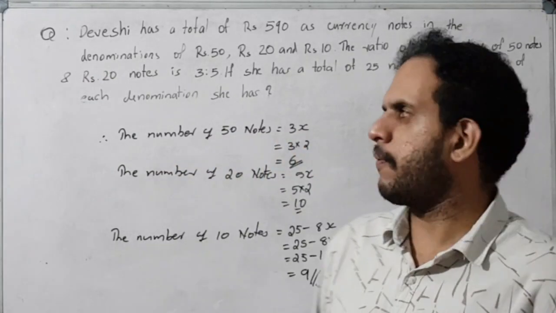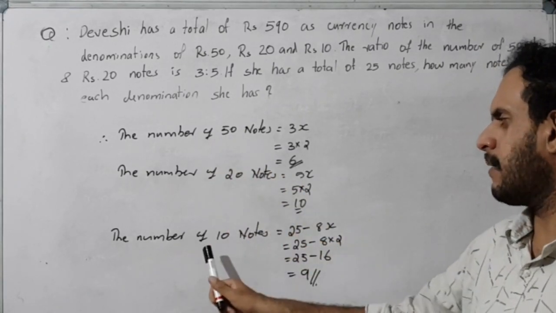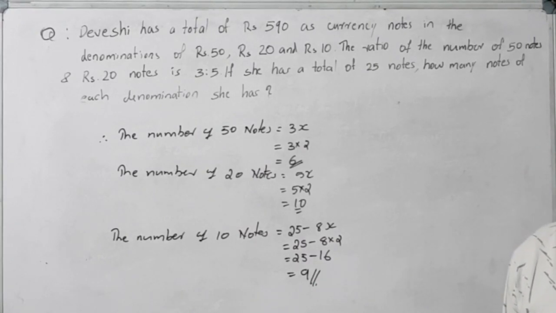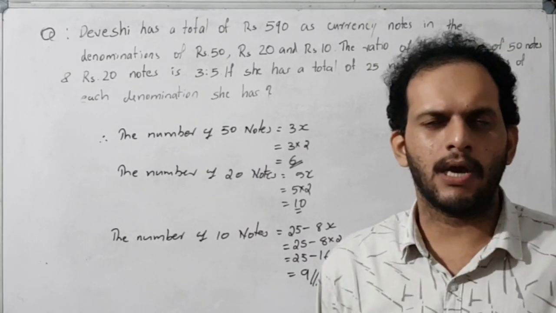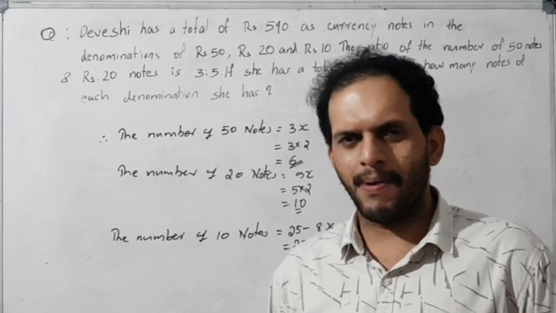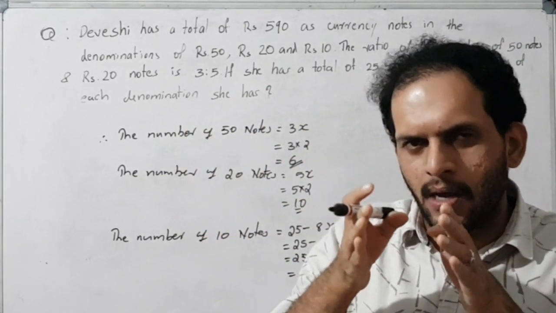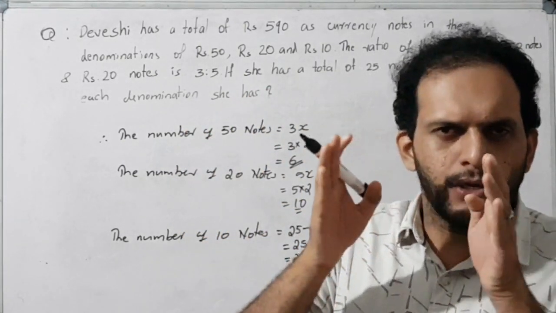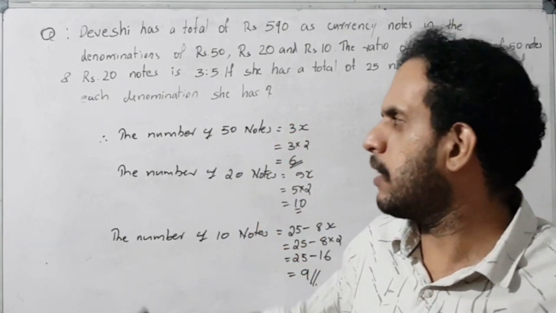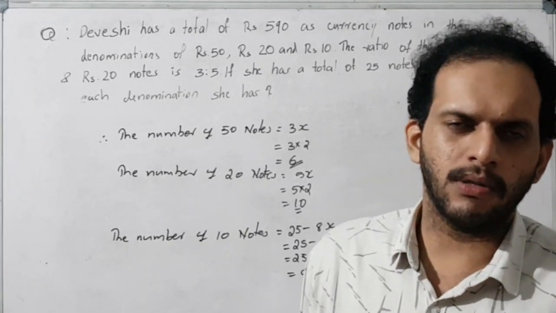Then what is the total number of notes? 50 rupee notes 6, 20 rupee notes 10, and 10 rupee notes 9. These are the number of notes of each denomination she had. Okay, I think you got the idea. In a question based on money, first we find the number of notes, then we find the amount from each denomination, then all that amount we connect with the total amount. That is the idea behind the question based on money.